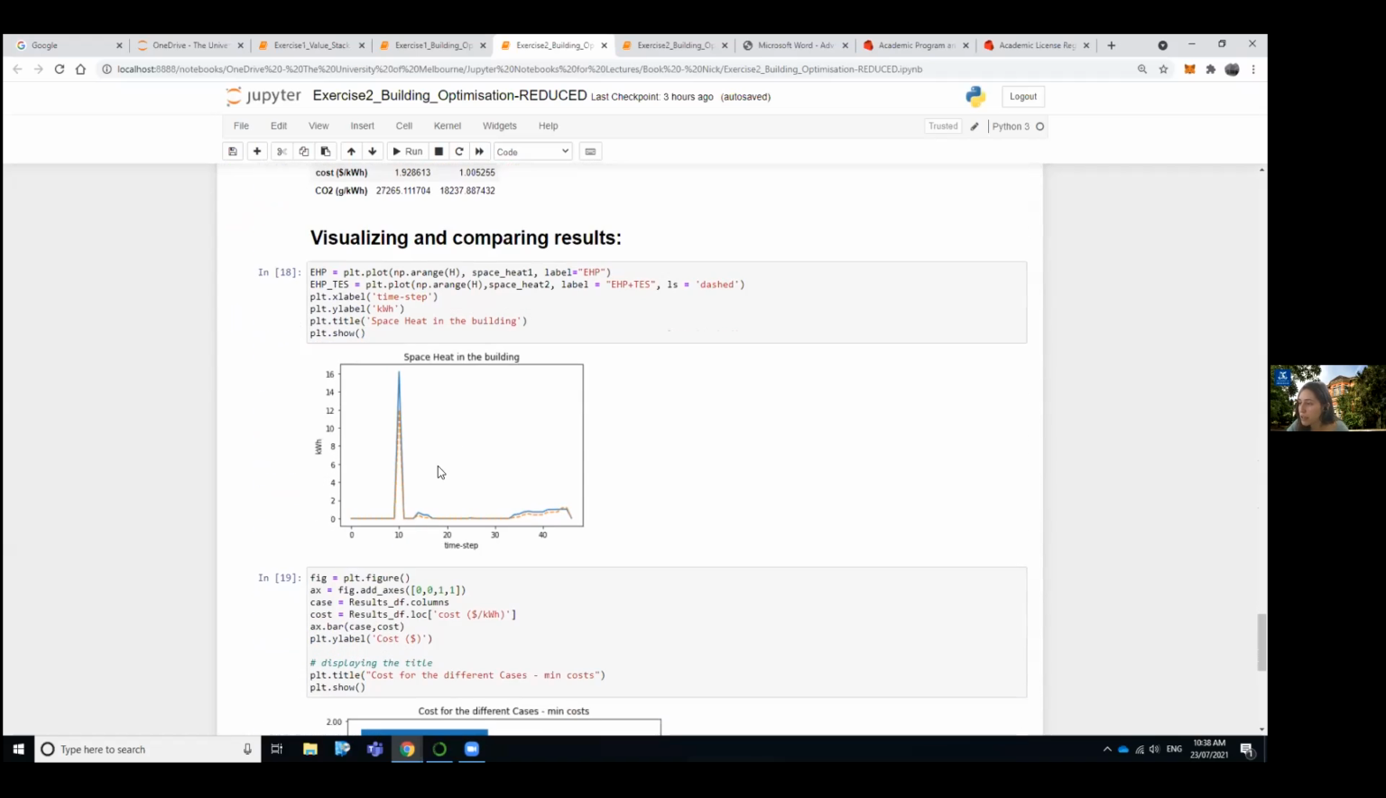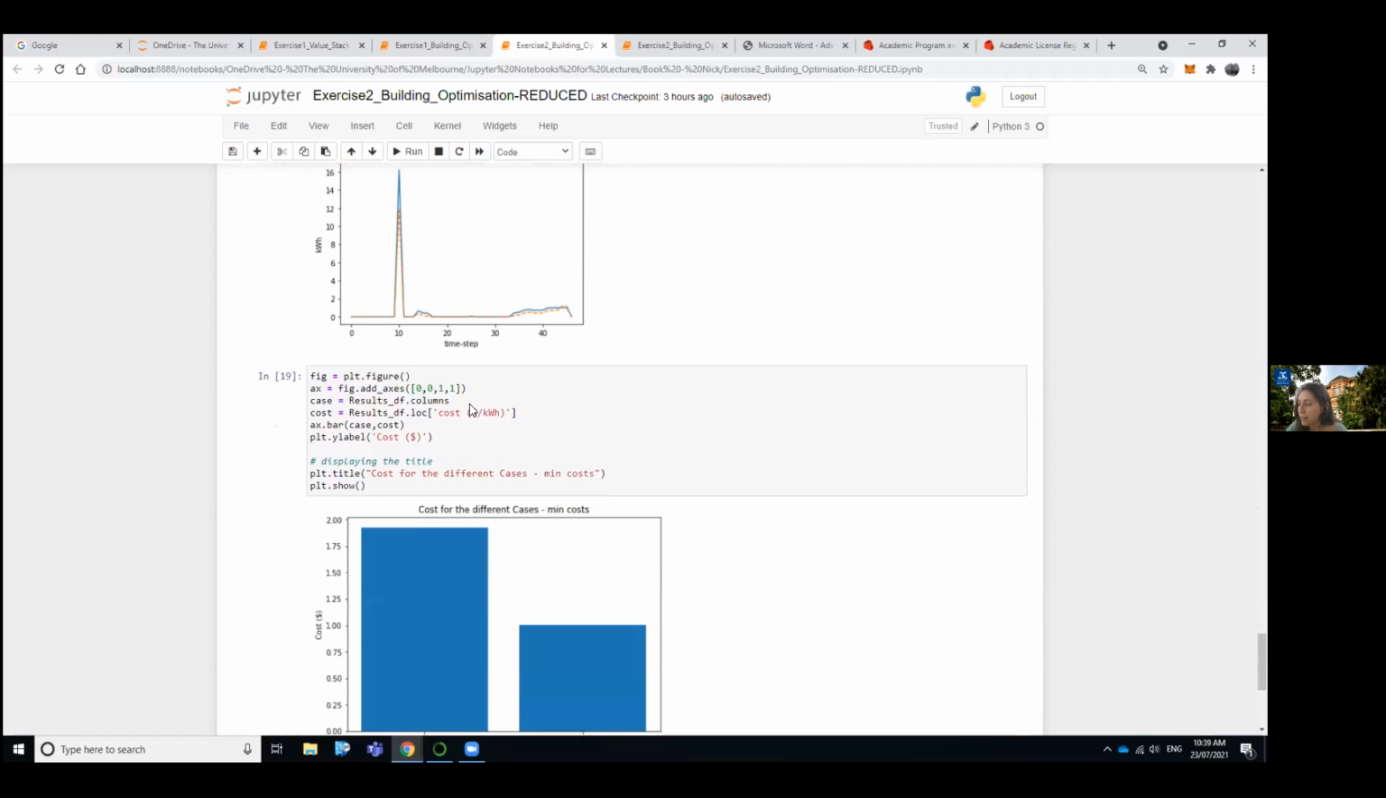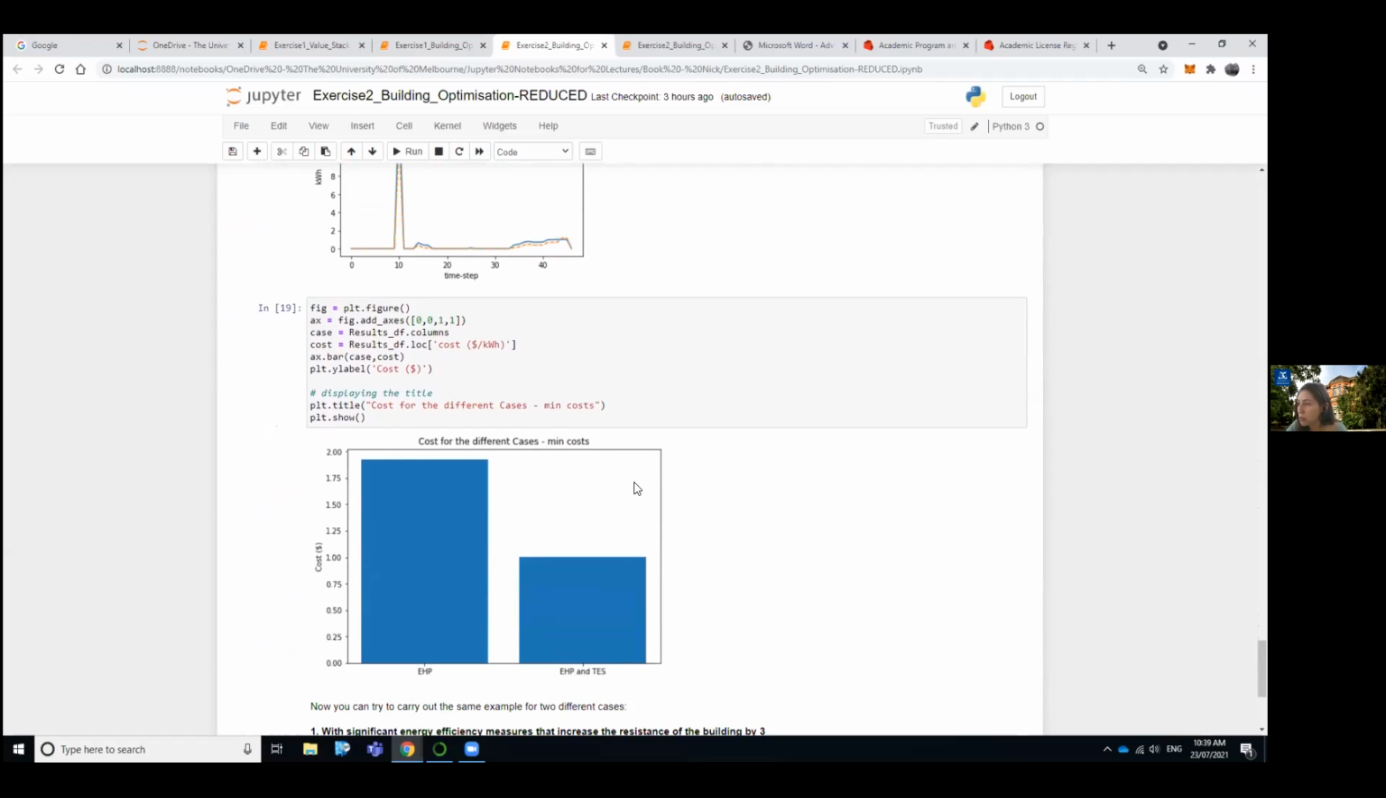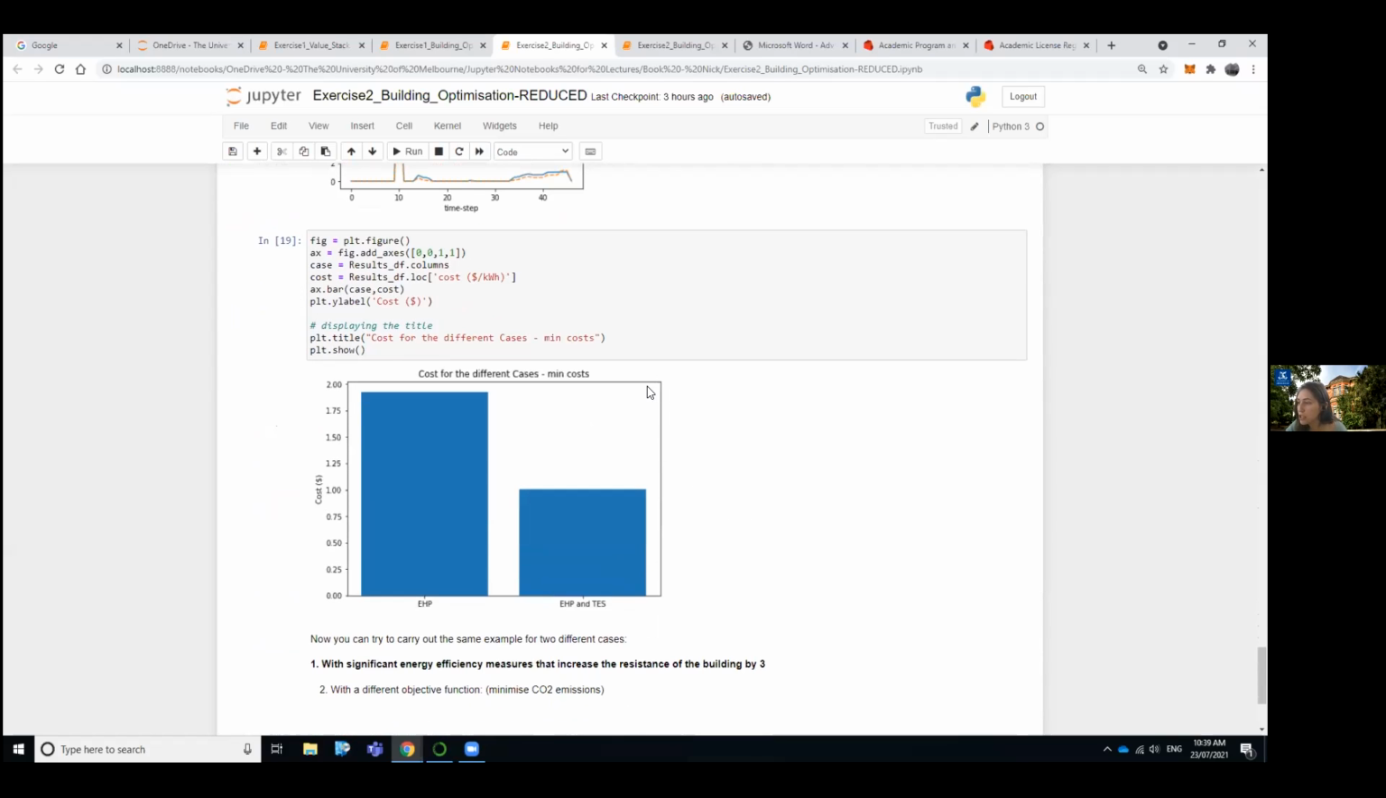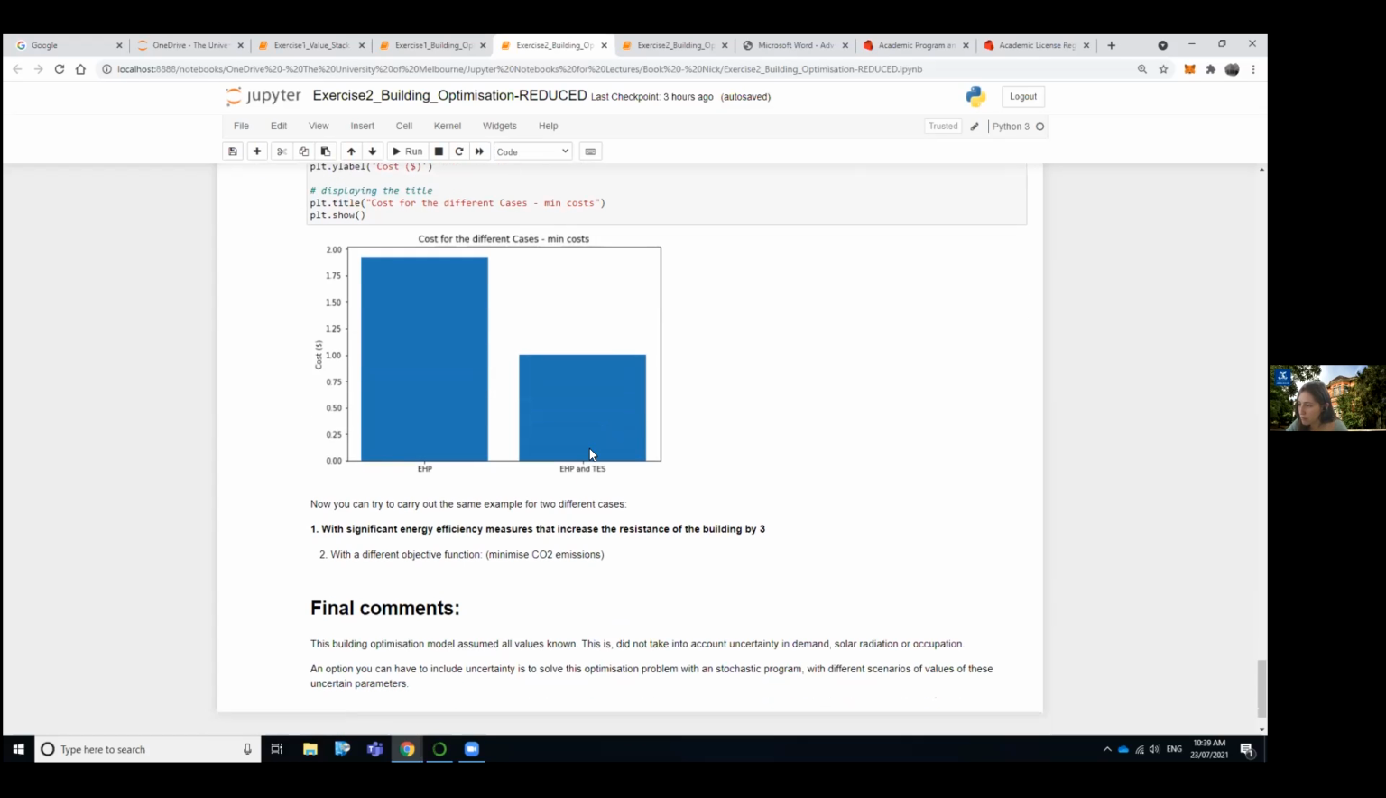So we can see what the positive effects are of having a thermal energy storage and that extra flexibility. By comparing the results, this thermal energy storage is providing an energy buffer, and we have less required space heat in the building, and this translates into cost. Because we require less heat input from the electric heat pump, this translates into a reduction of costs, which in turn translates into benefits for the power systems.